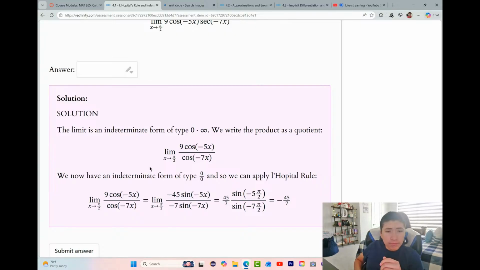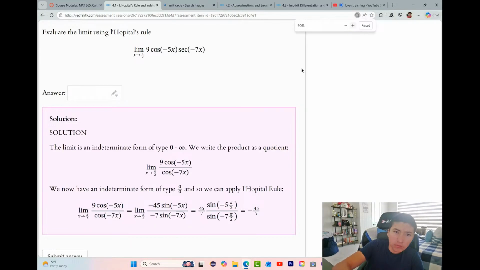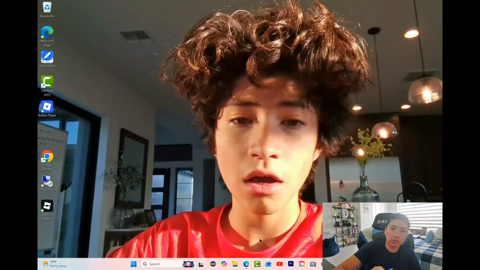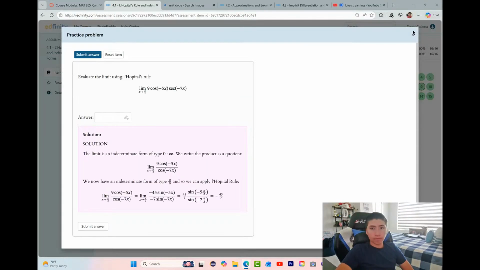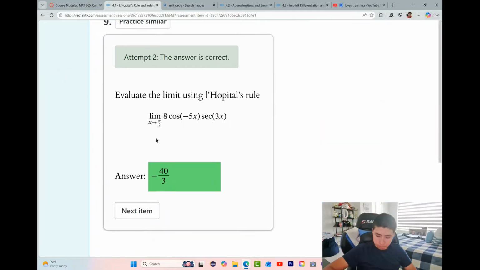The limit. Oh, I see. Okay, because yes, we can express that as 1 over cosine. Right. So cool. Stop. What happened? Make this bigger. There we go.